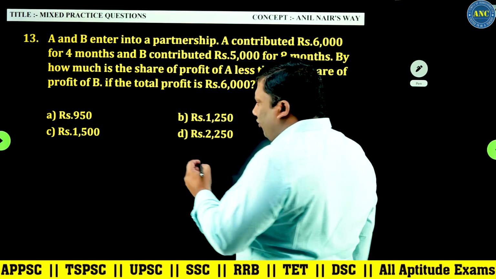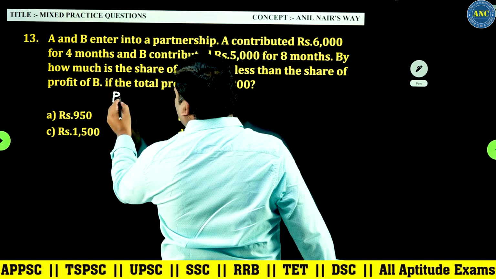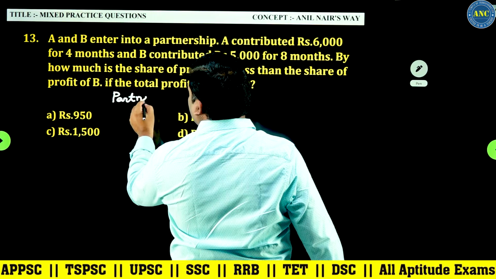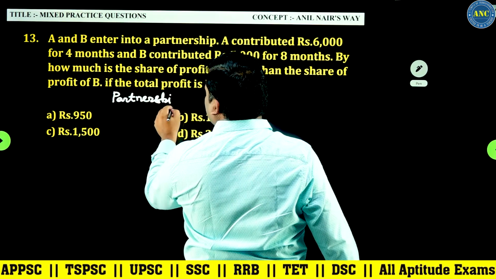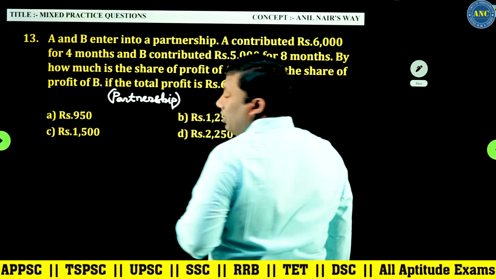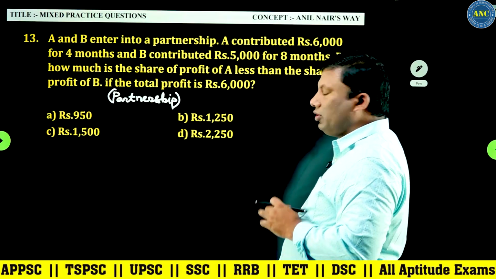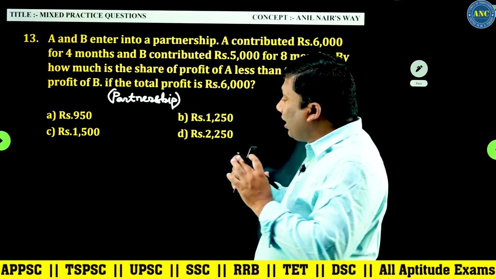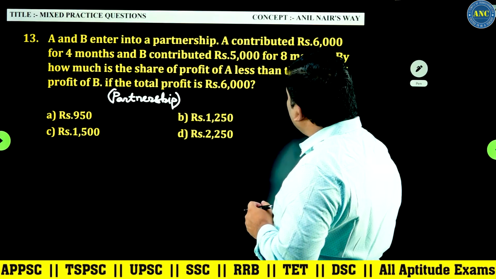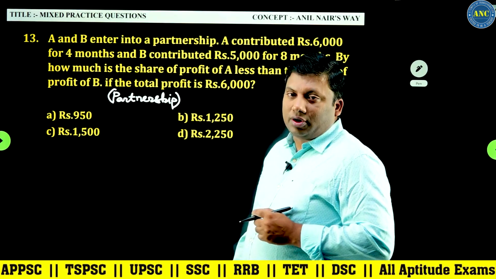13th question. This 13th question is based on partnership. Please read the question once. Partnership. A and B entered into a partnership. Two people are entering into a partnership. A contributed 6,000 for 4 months.